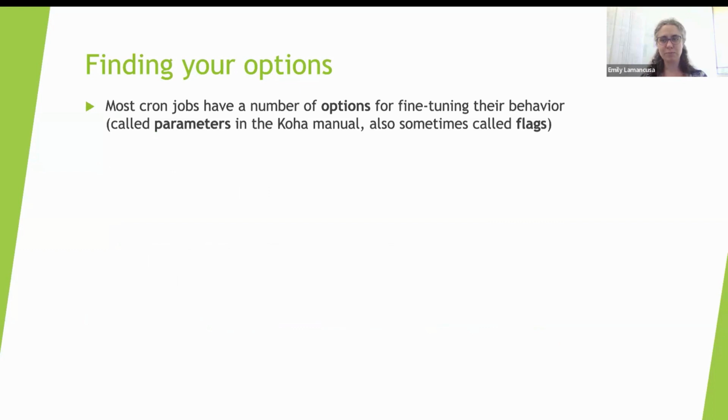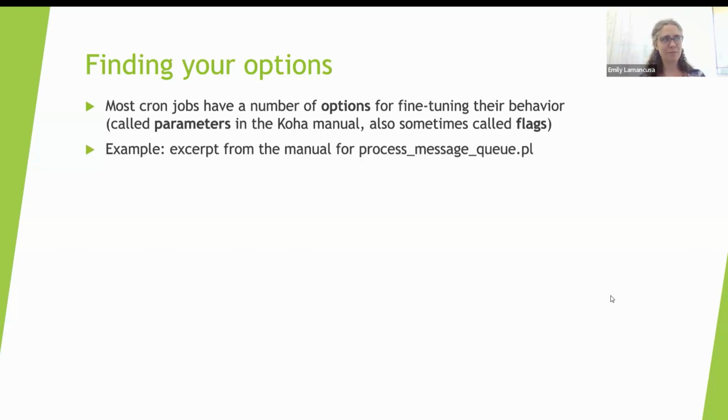So most cron jobs do have somewhere between 3 and maybe 10 to 15 different options that you can specify when you set them up to fine tune their behavior of exactly how they're going to work and what they're going to do in your system. In the manual, these are called parameters. They may also be called flags. So if you frequent Bugzilla, you might hear people talking about them as flags on bugs.